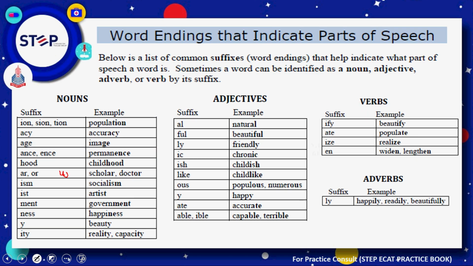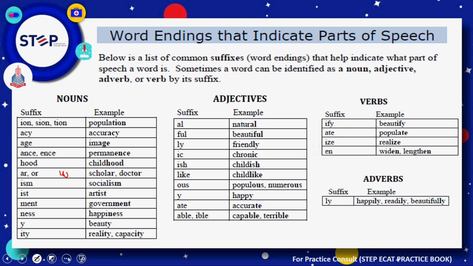Let's look at word endings that indicate parts of speech. There are some word endings which indicate parts of speech, and these word endings help you recognize the parts of speech. For example, if some word is a noun, these suffixes are there. These are word endings. For example, ion, sion, tion, these are word endings.